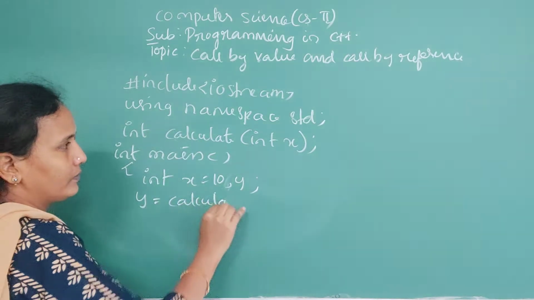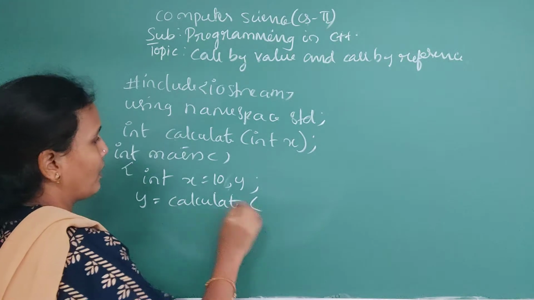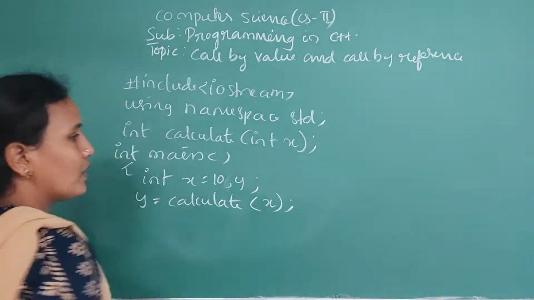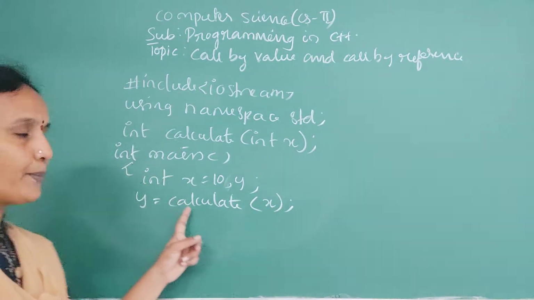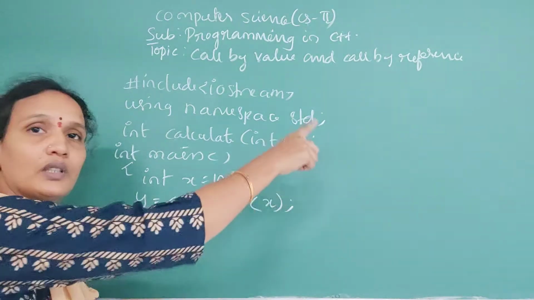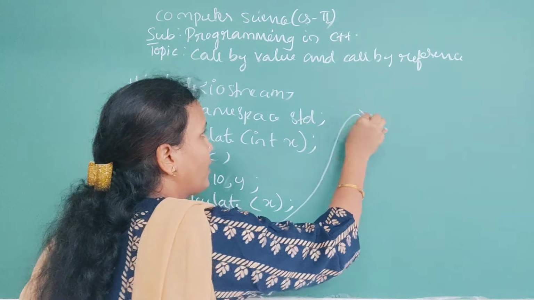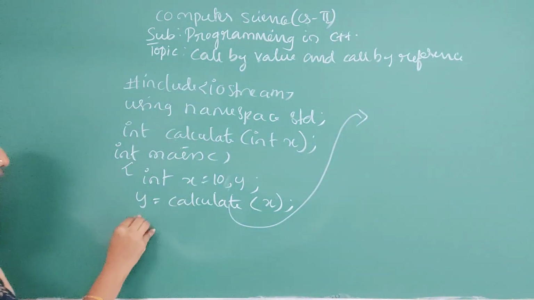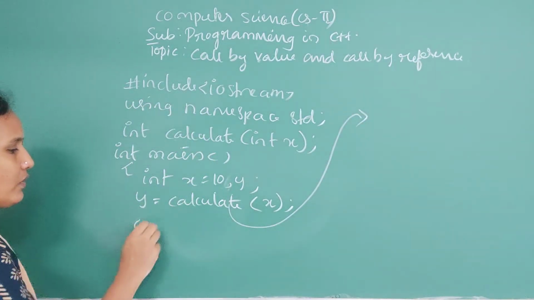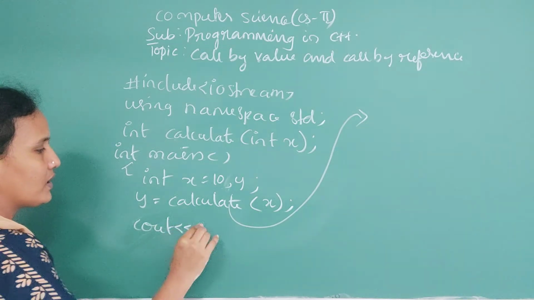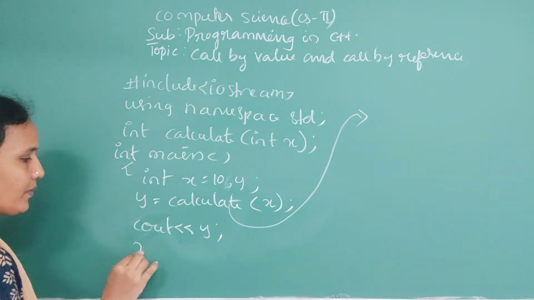Calculate x. So when control comes to this line, it will jump to the body of that function. So here I am giving the body of the function. I will explain that. Next, cout. Cout is the output statement, and next one print this.